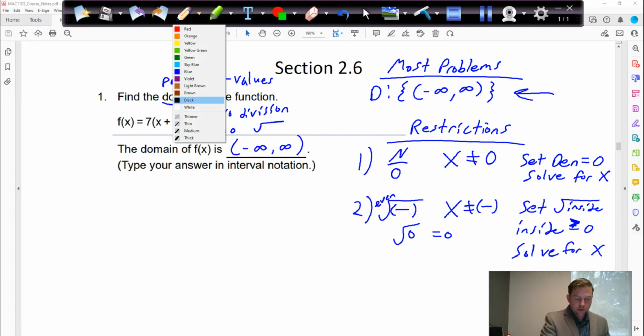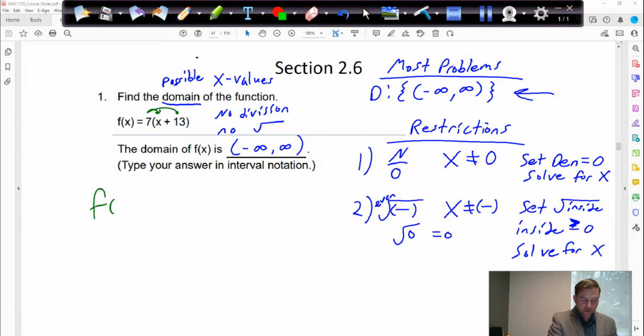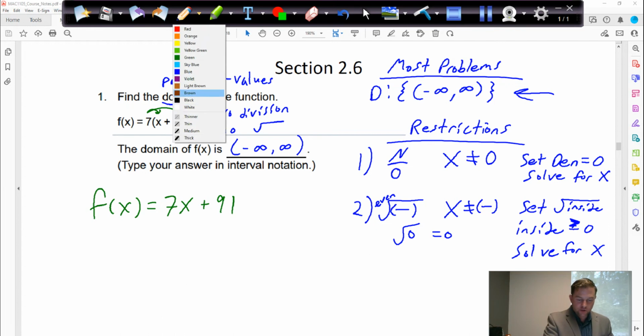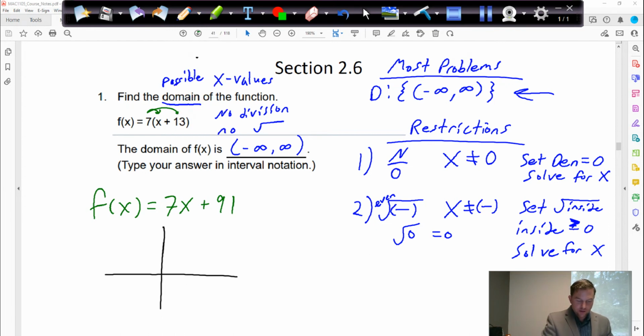Now this one is actually a pretty simple function. If you distribute the 7, you get the function is 7x plus 91. And this is a straight line that starts 91 up. So 91 on the y-axis is a dot. And it has a slope of 7. So it goes up by 7 over 1. And it will go off to positive infinity, and it will go to the left to negative infinity. A straight line is a simple function, and we can see that all x values are going to work.